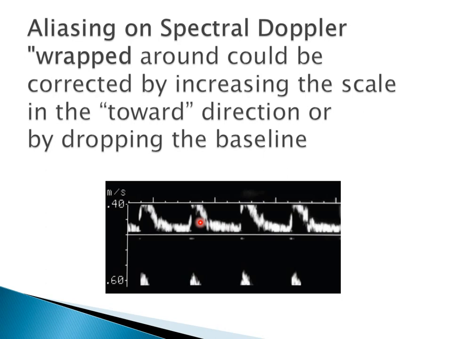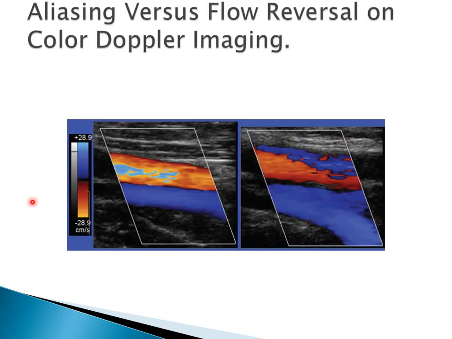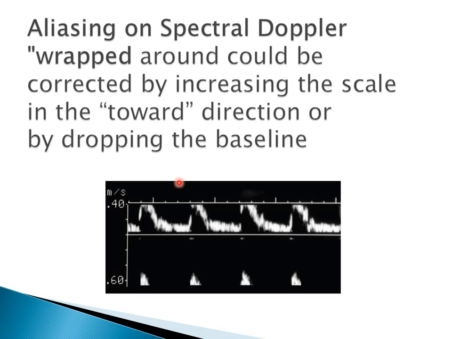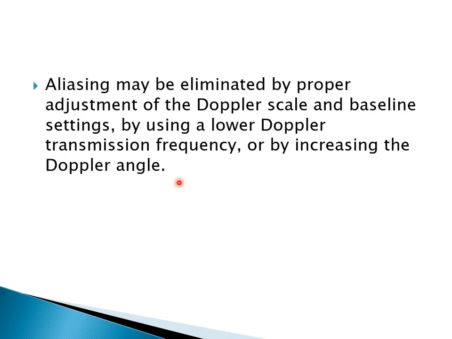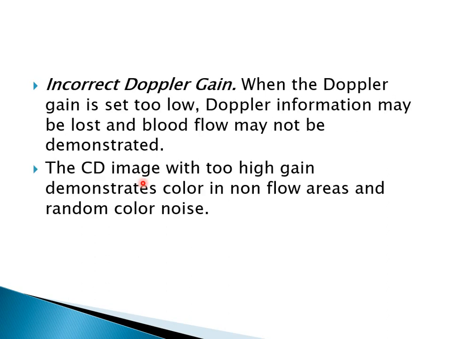When you increase the PRF on the machine, you just open the scale a little bit, or you can decrease the baseline, just put it lower. This will go up here, and that's it. Correct the artifact. And here you can also increase this scale. You make it 40 and this color will disappear, or by dropping the baseline. Aliasing may be eliminated by proper adjustment of the Doppler scale or baseline setting, or by using a lower Doppler transmission frequency, or by increasing the Doppler angle.